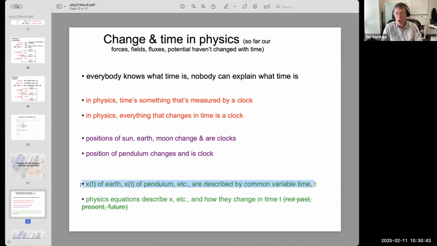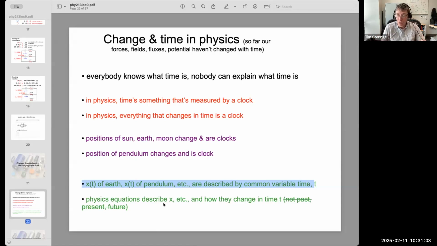And so this is kind of the physics time's role in equations with things that are changing, like the position of the Earth, like the position of the moon, like the location of the pendulum as it swings to and fro, like the location of a mass on a spring as it oscillates to and fro. And so that's a very important thing.